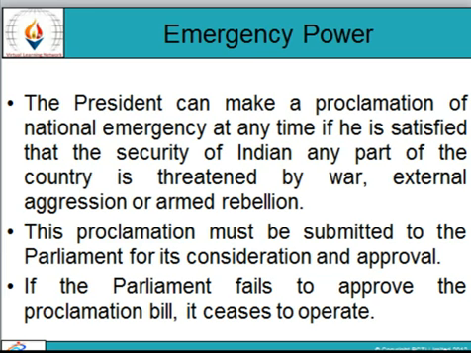The President can make a proclamation of national emergency at any time if he is satisfied that the security of India or any part of the country is threatened by war, external aggression or armed rebellion. The proclamation must be submitted to the Parliament for its consideration and approval. If the Parliament fails to approve the proclamation, it ceases to operate.